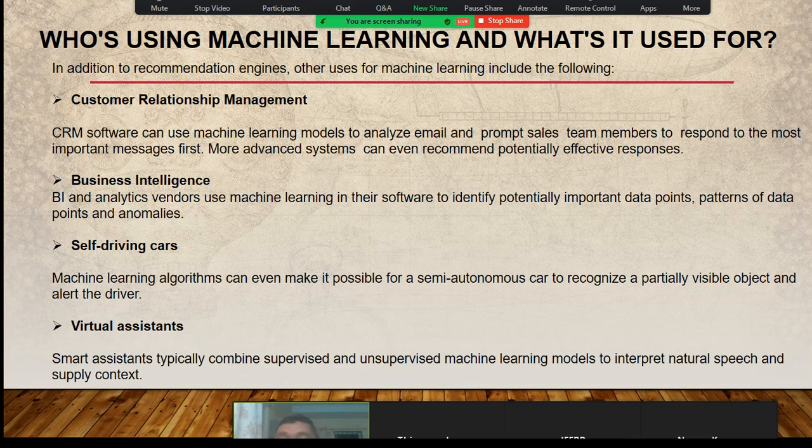Okay, we also have here virtual assistants. Virtual assistants typically combine supervised and unsupervised machine learning models to interpret natural speech and supply context.